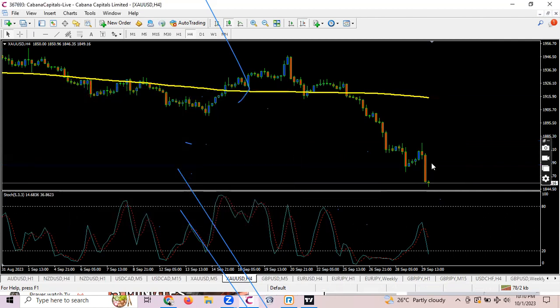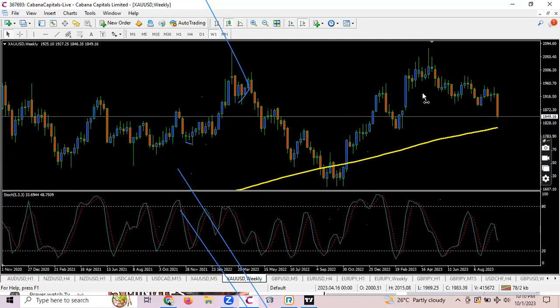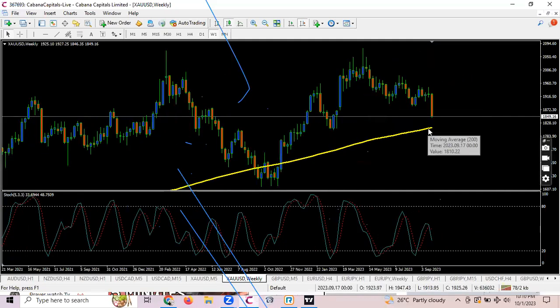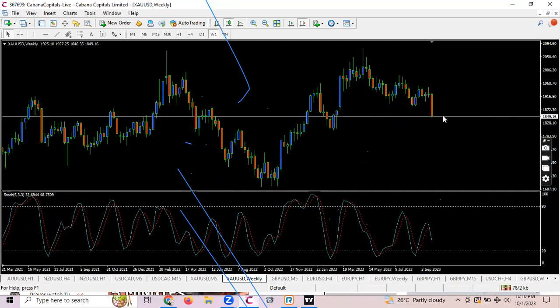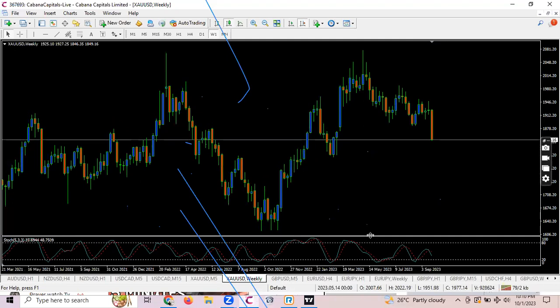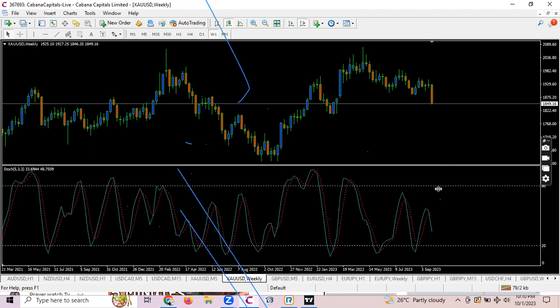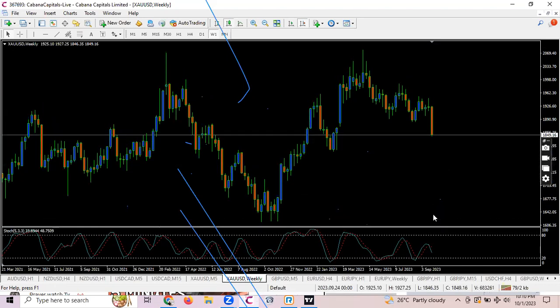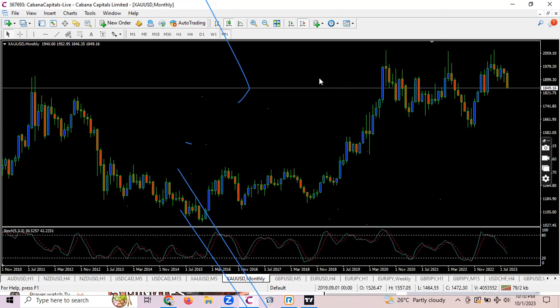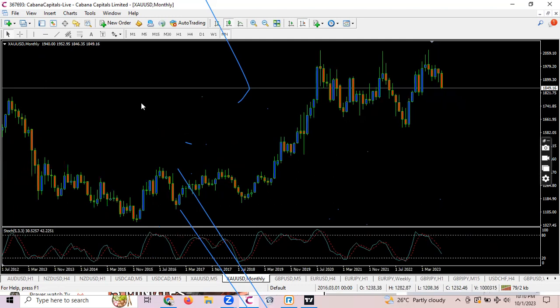As you can see, this is the 4-hour time frame. Let's start with the weekly time frame. Last week's candle was strongly bearish. So based on the weekly candle formation, the pairs are still in control. But let's go down to monthly. You can see monthly also looks bearish.